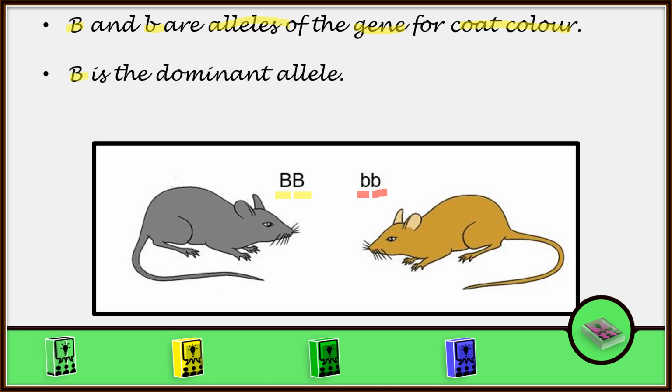Capital B is the dominant allele. Wherever we are seeing the capital B, that capital B is a dominant allele or a dominant alternative form of a gene. And the small b is the recessive allele. This small b is a recessive form of gene. So these two, small b, they are alleles, but they are recessive alleles.